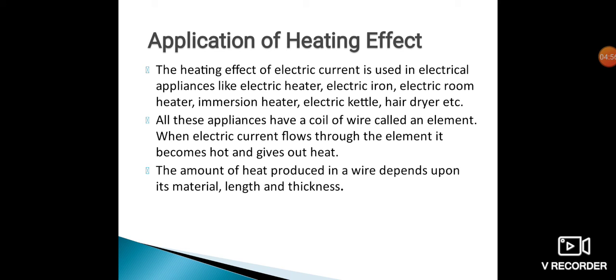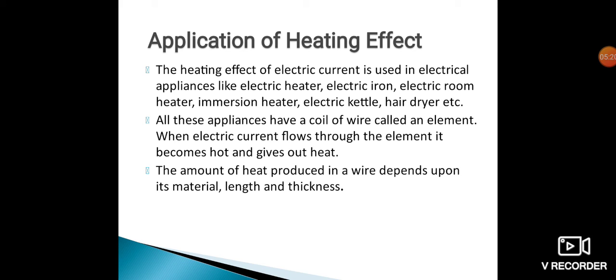As I have mentioned, this element has a very high resistance, and when current flows through this highly resistive material, the current gets opposition from the resistance, and because of this opposition, the energy of the charge gets converted into heat energy, and we get heat in the output.